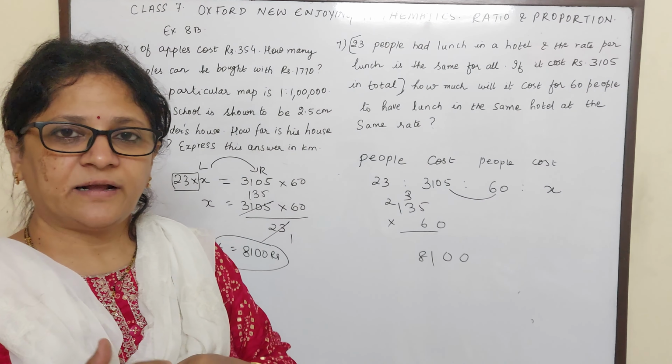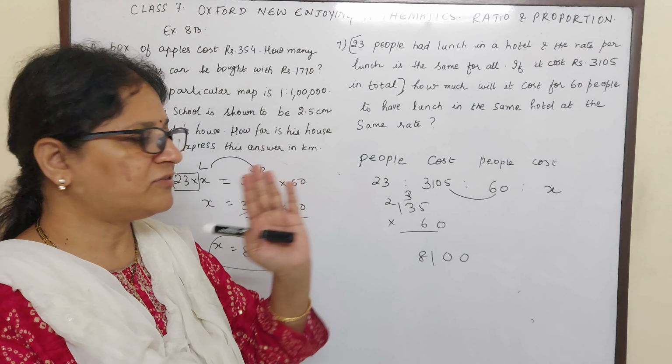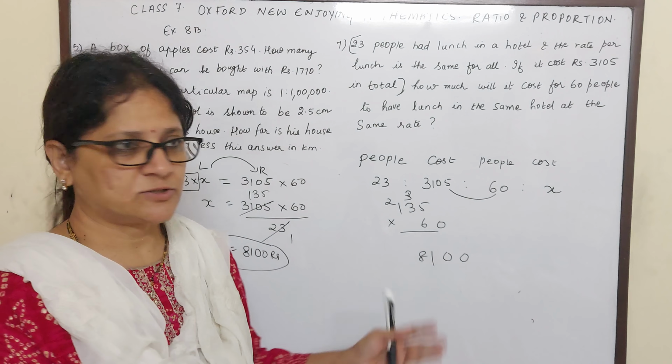So what was your takeaway? In proportion, just follow the order and find the missing x. That's all. Okay.